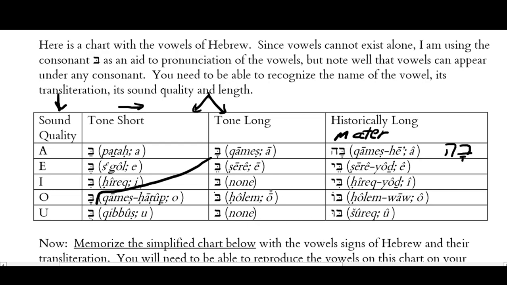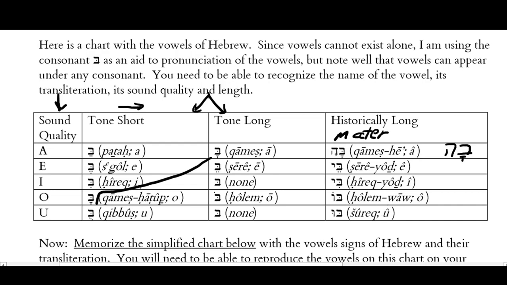And then finally, we have kibbutz as our tone short U, and we have a shurik for our historically long U vowel. Shurik is pronounced oo. Add the bet in front of it, it's boo. And that's a U with the party hat.